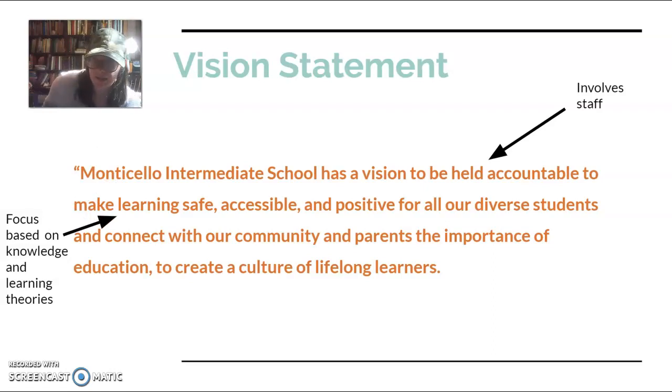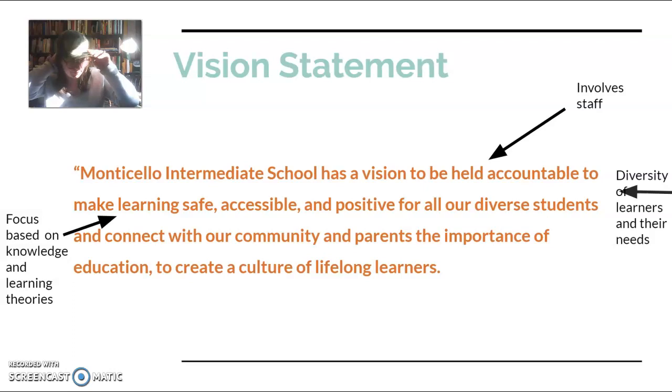So this is a part of our goals, because we'll talk about SIPs later, but the SIP for my school is having a more positive culture and environment at school. And it's also based on those learning theories. We know through Maslow's we need to make learning safe. We know having everything accessible on a level for every student is important. We know these things. These are research-based. They're not just out of nowhere.